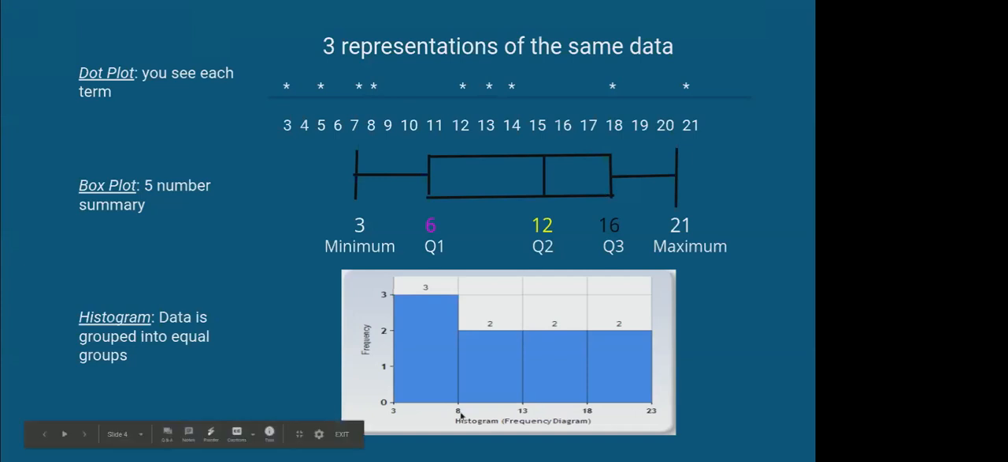3 plus 5 is 8. 8 plus 5 is 13. 13 plus 5 is 18. 18 plus 5 is 23. Even though our data set only goes up to 21, even in that last grouping we still had to make it the same width. Okay? So again, 3 different representations of the same data.